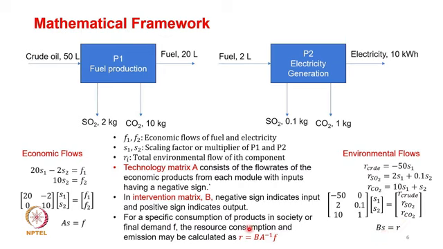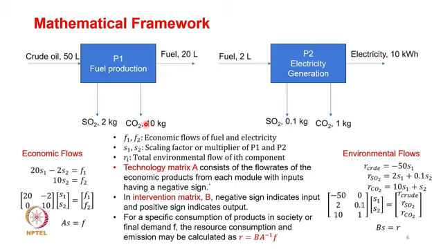Fine. And for a specific consumption of products of society, or fundamental demand F, the resource consumption and the emission can also be computed. Now by what? R is equal to B S, right? S, how do you get it? S is A inverse F, so R is equal to B A inverse F. So here you compute the S from the inverse of this, which is A inverse F, and you plug in over here. B A inverse F would be the final resource consumption and emission quantity, which, in this context, relates to the crude, SO2 and CO2.